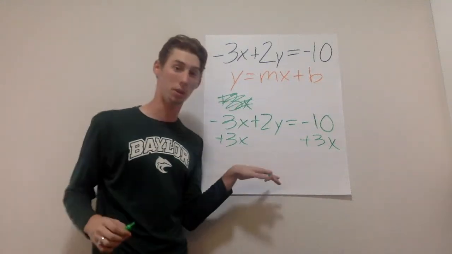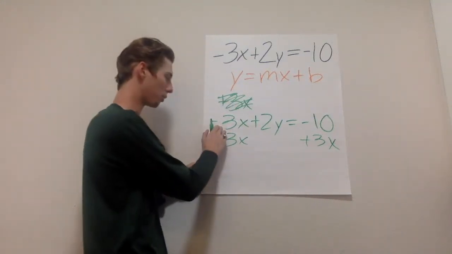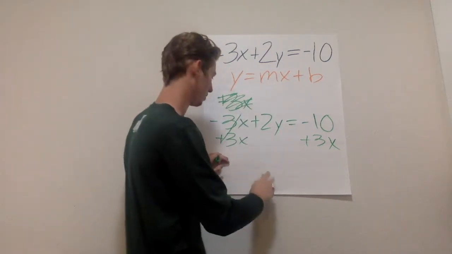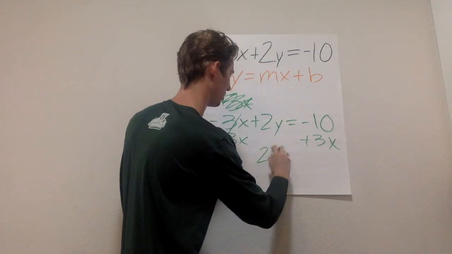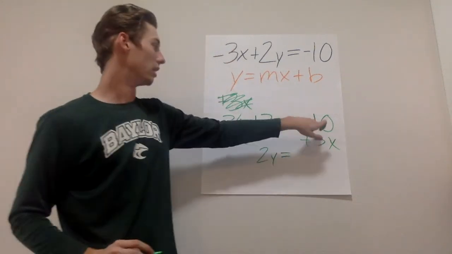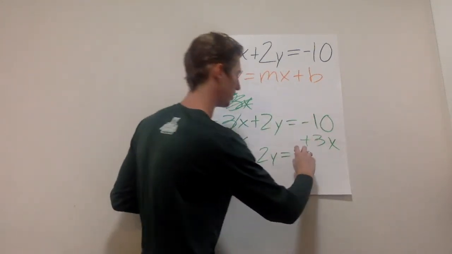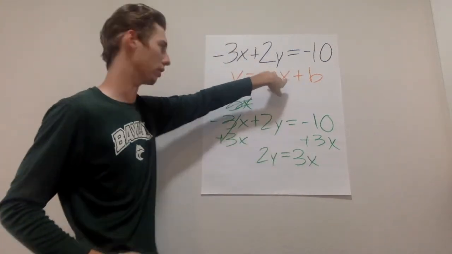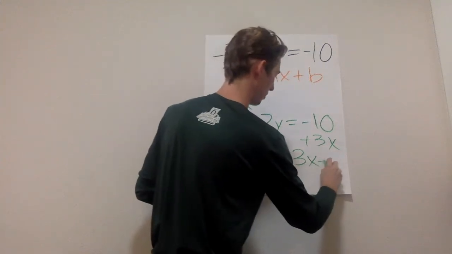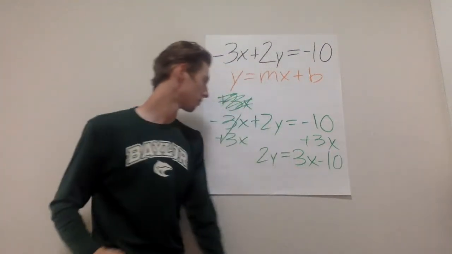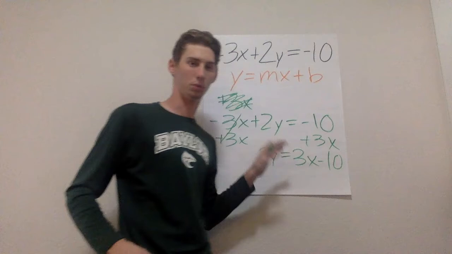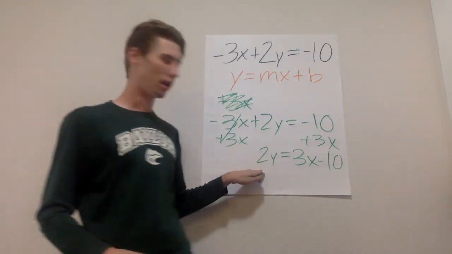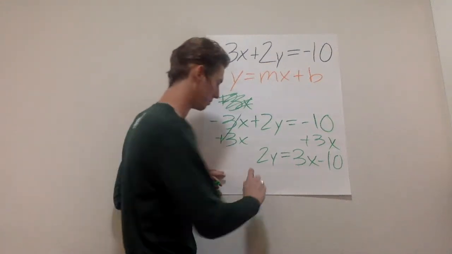Okay, because if you do something on one side, you got to do it to the other. Negative 3x plus a 3x cancels them out on this side so that you just end up with 2y equals negative 10 plus 3x. I'm going to put the 3x first, since that's the term that comes first in our formula. 3x minus 10. All right, we're close. We're really close, but there's still something attached to y. We've got this times 2.